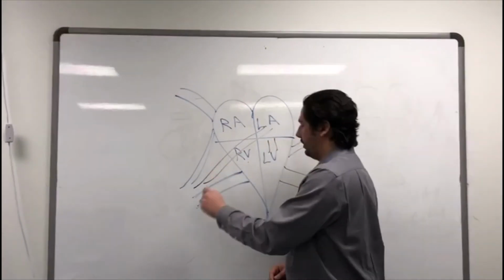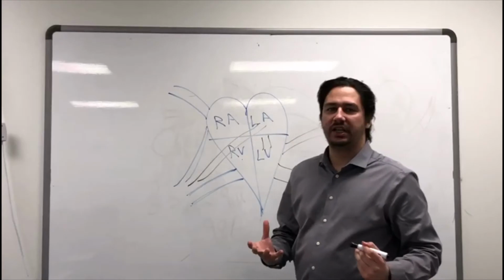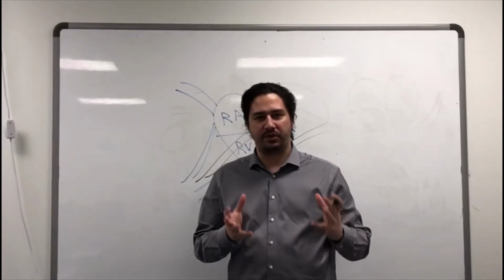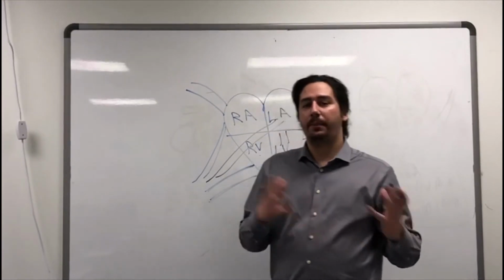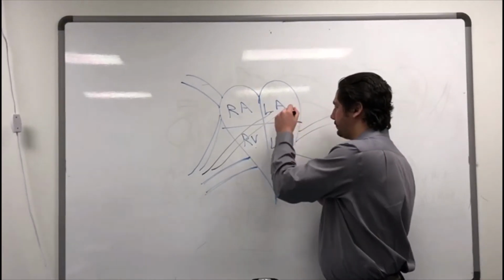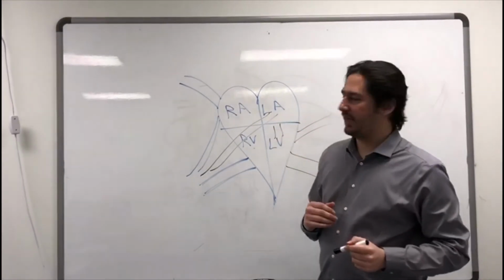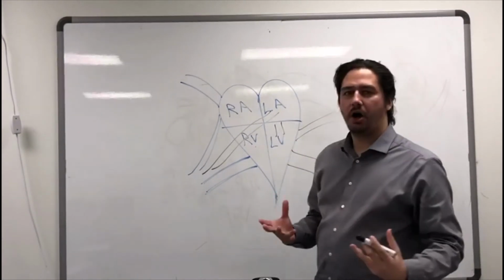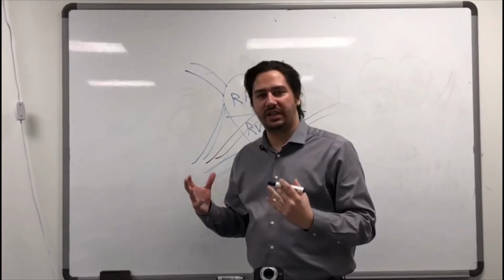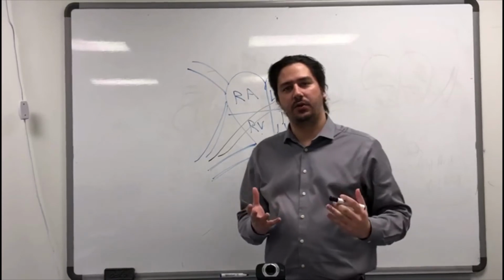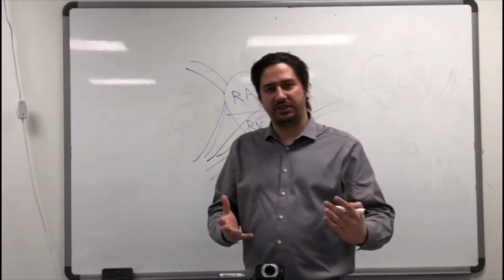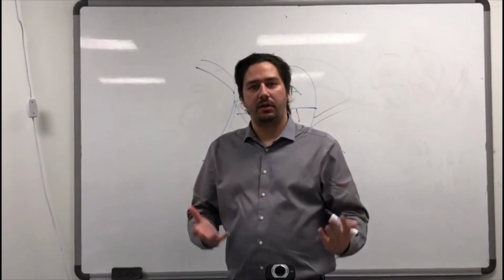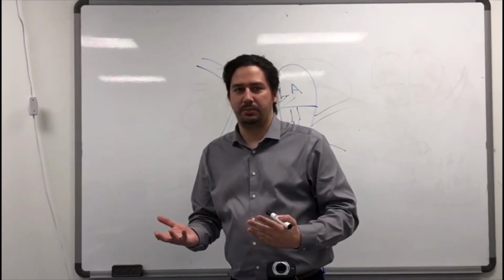Pulmonary vein takes the blood, oxygenated blood. This is the only time that it's opposite. Pulmonary vein takes blood, oxygenated blood, back to the heart, into the left atrium. Pulmonary artery takes deoxygenated blood to the lungs. Again, this is the only time that it is opposite. Usually, your arteries take oxygenated blood, your veins take deoxygenated blood.